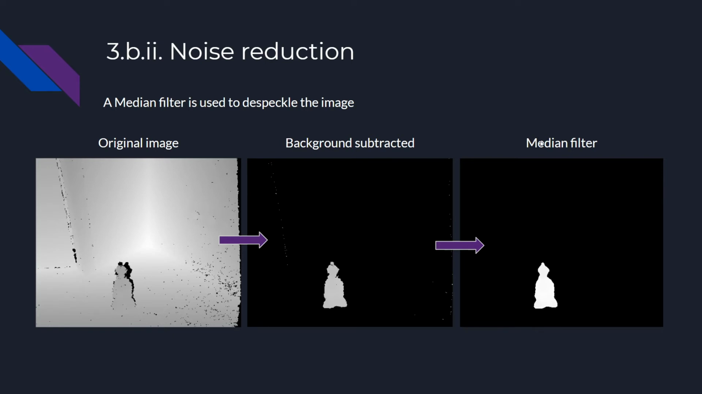So therefore a median filter is applied. And what's left is this completely black image with only the object of interest in the image. And you also see that these jagged lines of this Buddha statue become smoother by the median filter. That's also good to average out the noise on the edge of the object.